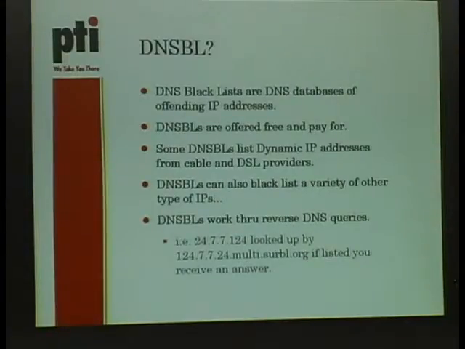24.7.7.124 used to be my cable modem IP when I was on Comcast. I don't know who it is now. We'd reverse that to 124.7.7.24.multi.serble.org. And if you receive an answer, it's spam. Now that answer will be like 127.0.0 and a number. That number, usually Serbles will give you a lookup table, and depending on what number it is, it's what group or category that IP is listed in.